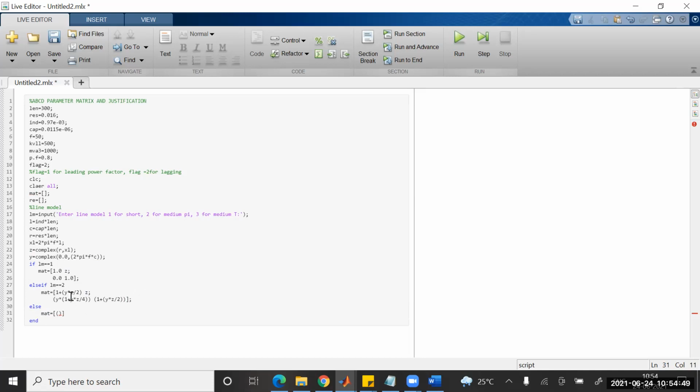Okay, it will be the same thing, right? The same question would be there. Copy, and small changes would be made. Okay, when it is a pi.